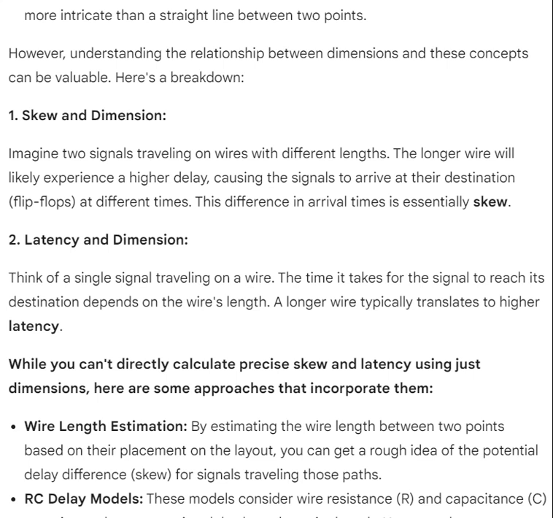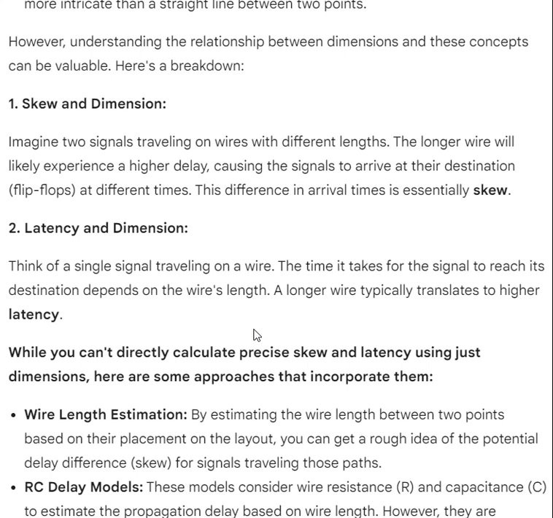2. Latency and dimension. Think of a single signal traveling on a wire. The time it takes for the signal to reach its destination depends on the wire's length. A longer wire typically translates to higher latency. While you can't directly calculate precise skew and latency using just dimensions, here are some approaches that incorporate them.